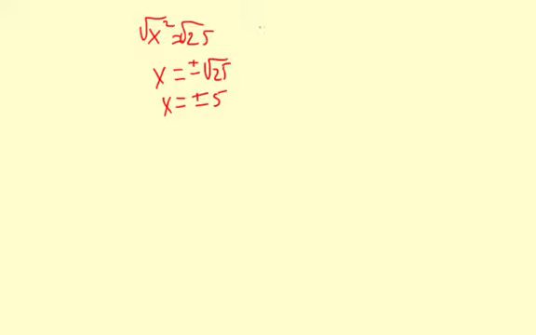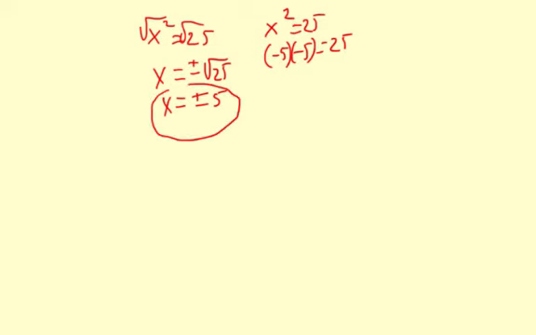So why does that work? Well, if you have an equation x squared equals 25, you know 5 times 5 makes 25. What about negative 5 times negative 5? That also makes positive 25. So this equation actually has two solutions. You don't want to miss one.